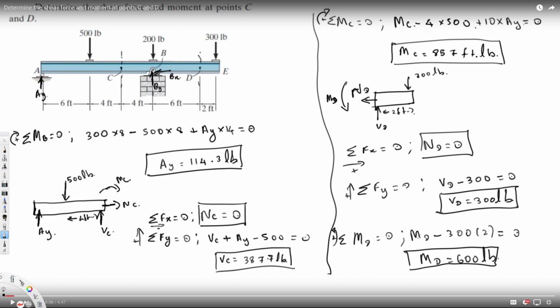So the question is the moment at points C and D, and we have found everything.